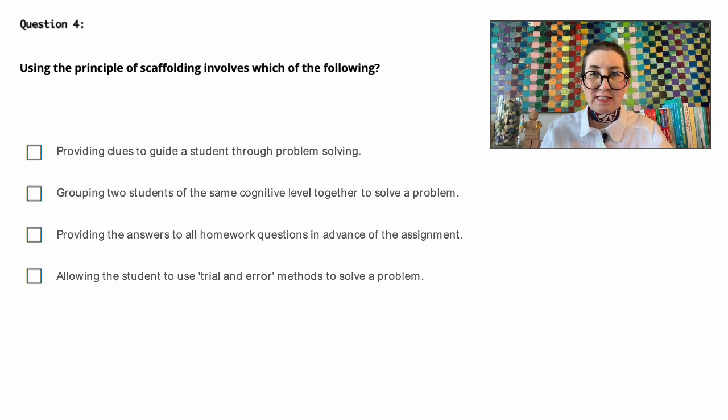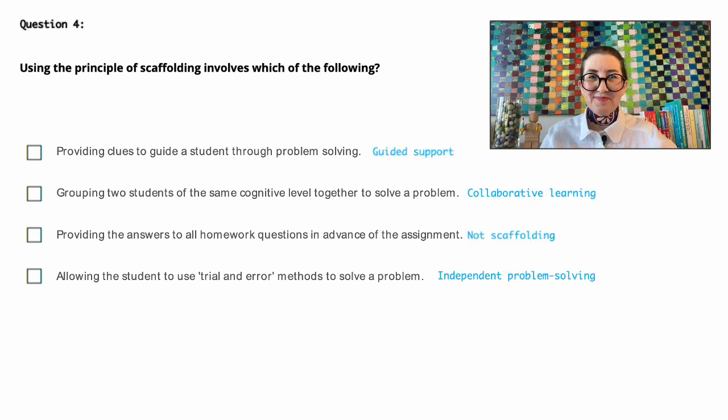Grouping two students of the same cognitive level together to solve a problem is collaborative learning, not scaffolding. Providing the answers to all homework questions in advance does not align with scaffolding principles either. Allowing the students to use trial and error methods is more about independent problem solving. Using the principle of scaffolding involves providing clues to guide a student through problem solving. This method supports students as they develop new skills and gradually reduces assistance as they become more proficient.